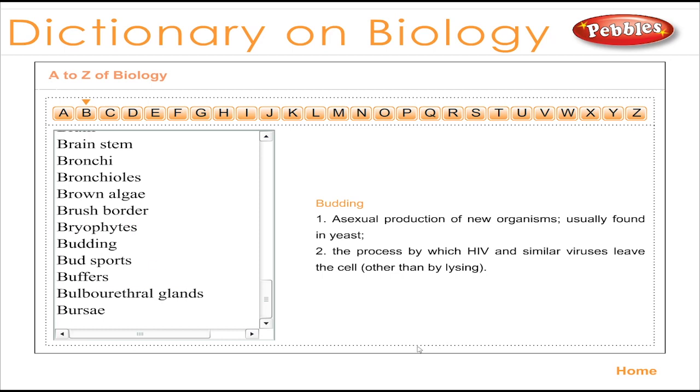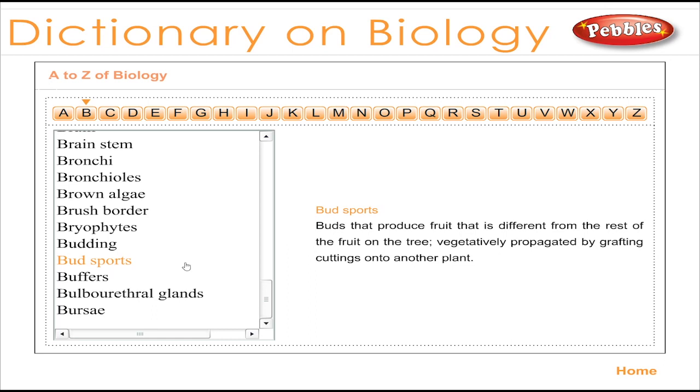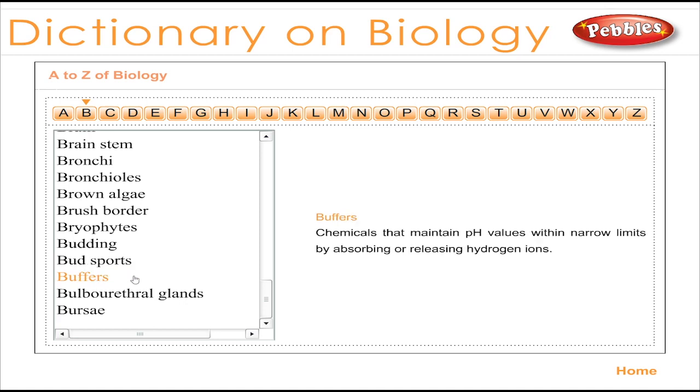Budding, asexual production of new organisms, usually found in yeast, the process by which HIV and similar viruses leave the cell other than by lysing. Bud sports, buds that produce fruit that is different from the rest of the fruit on the tree, vegetatively propagated by grafting cuttings onto another plant. Buffers, chemicals that maintain pH values within narrow limits by absorbing or releasing hydrogen ions.